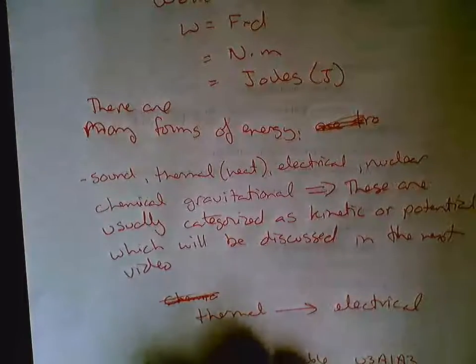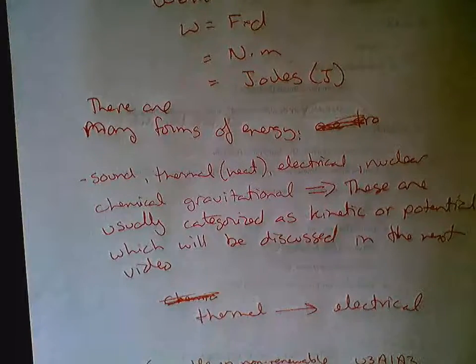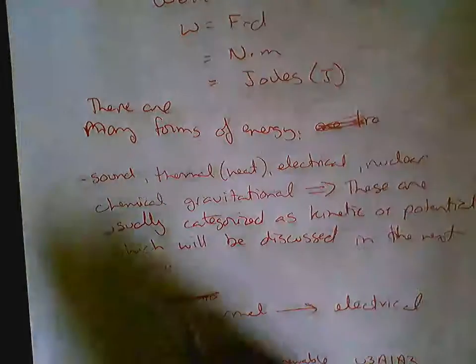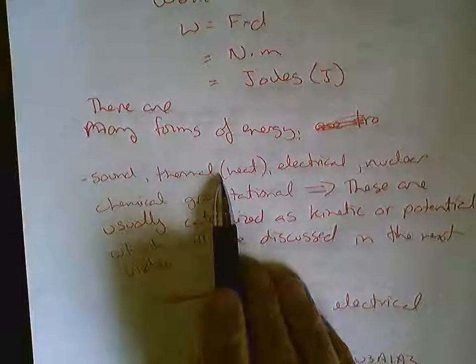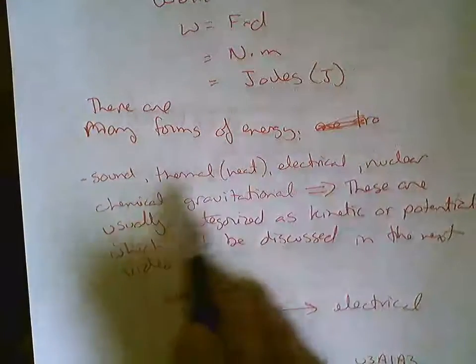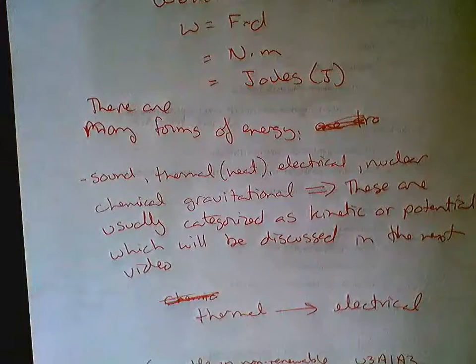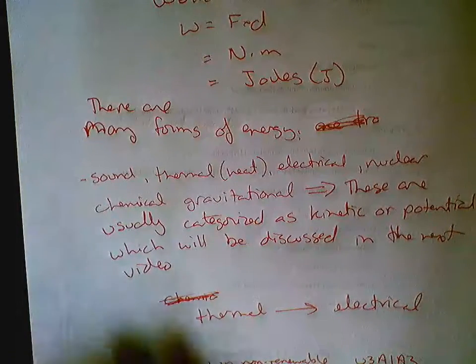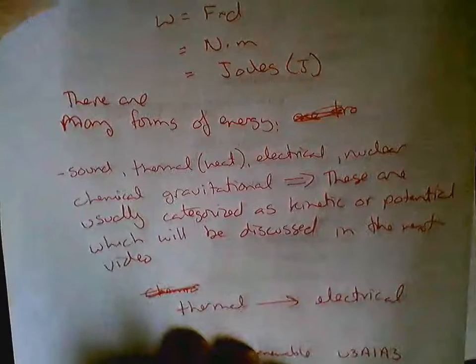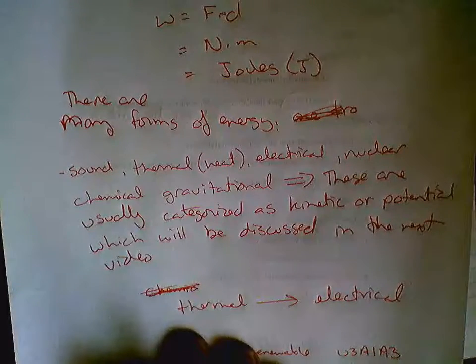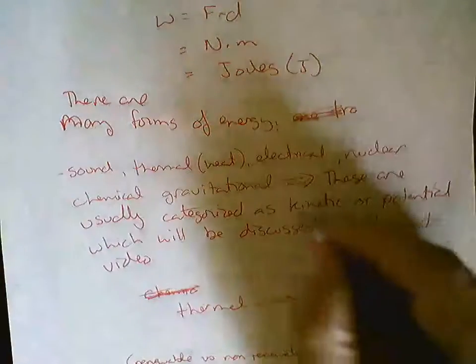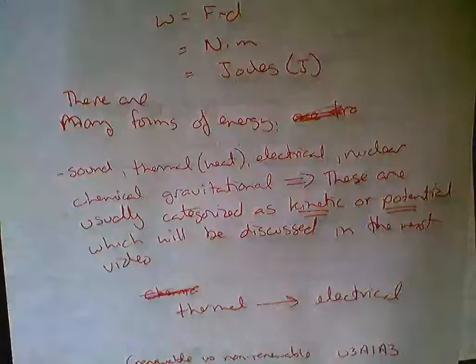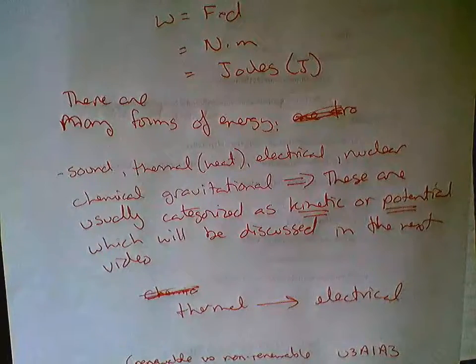What you're going to see is there's many forms of energy. There's 3 main themes here that I want to talk about. One is there's many forms of energy. Just some examples: sound, thermal, which is heat, electrical, nuclear, chemical, gravitational. And these are usually categorized as kinetic or potential. In this activity, they are going to use the terms kinetic and potential. Don't worry too much about those terms right now, because we will take care of those in the next video.